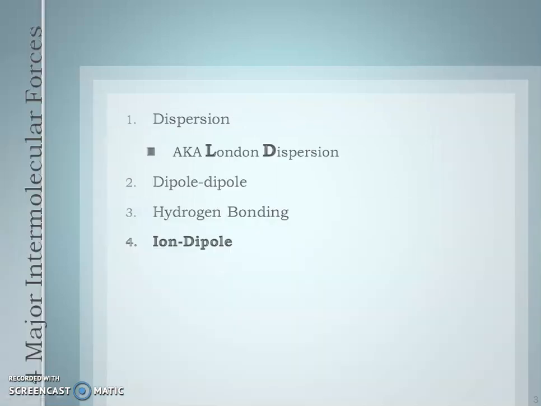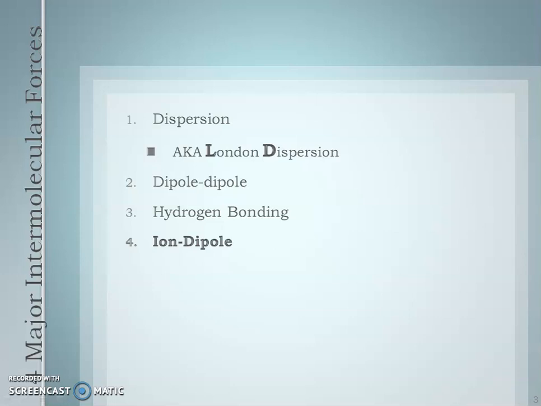So again, I am telling you the four major IMFs in order of strength. The weakest LD, a little stronger dipole-dipole. Those are all those polar molecules. Then we go to hydrogen bonding, and hydrogen bonding is still polar molecules, but it's so polar that they're almost ionic because of the size of those atoms and the electronegativity that the hydrogen and nitrogen, oxygen, fluorine form together. So that's why it's in its own category.